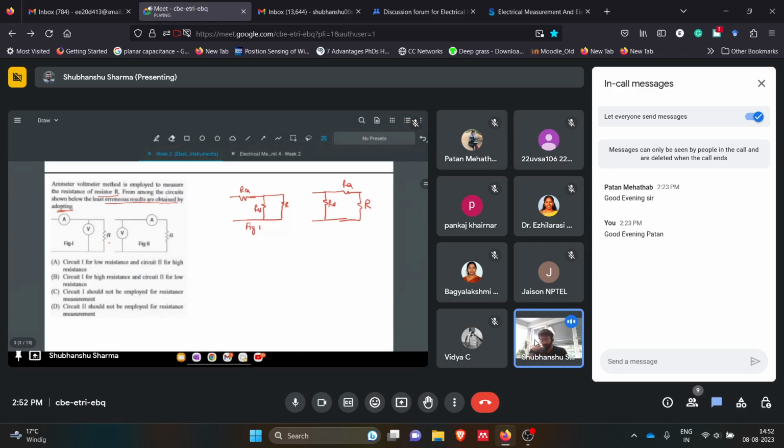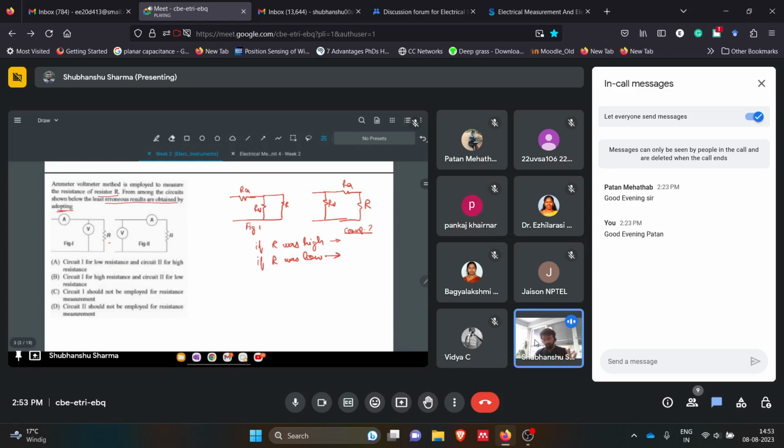So the first option is saying circuit 1 for low resistance and circuit 2 for high resistance. So the question is, if R was high, then which configuration? And another is, if R was low, then which configuration?